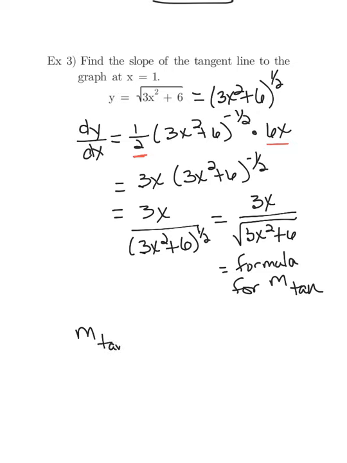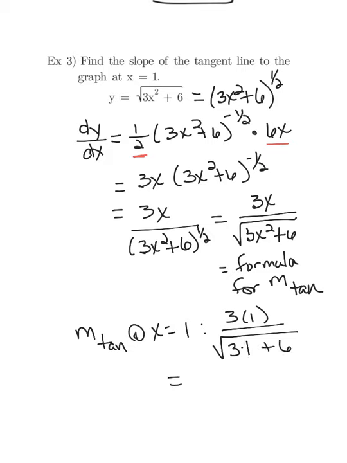So for our problem, the slope of the tangent at x equals 1, we're going to have 3 times 1 over the square root of 3 times 1 squared plus 6. Now 1 squared is 1, so it's going to be 3 times 1 plus 6. Well, that's going to give us 3 over the square root of 9, which is 3, so we get 1.